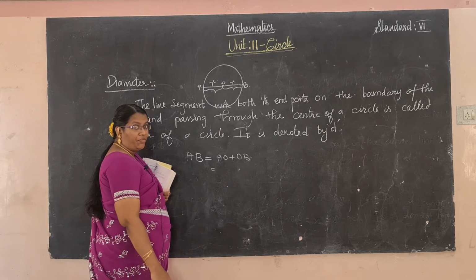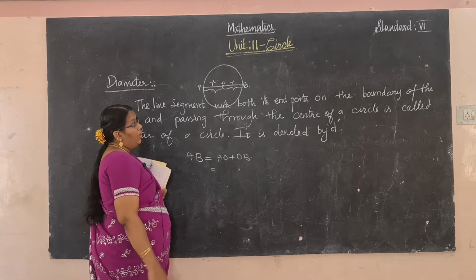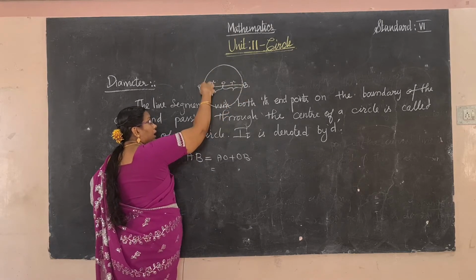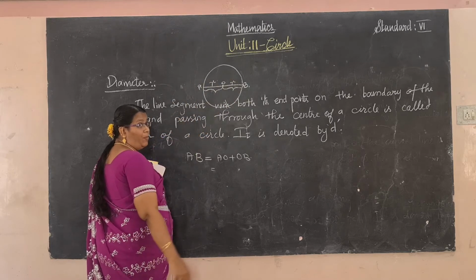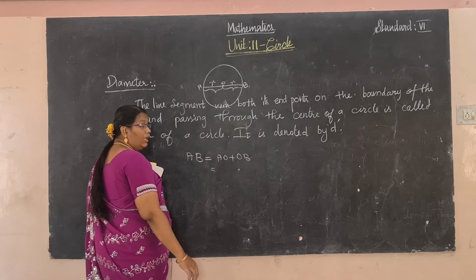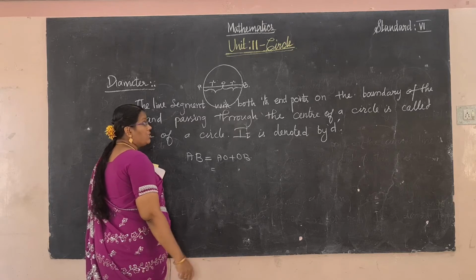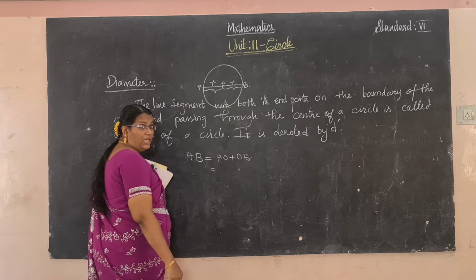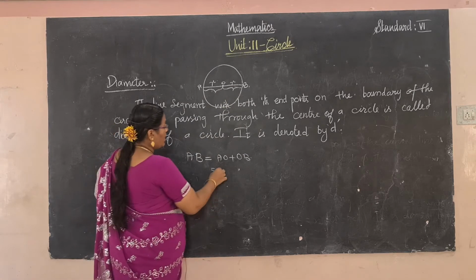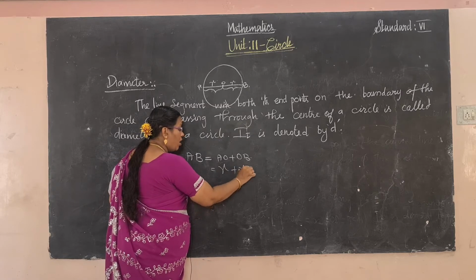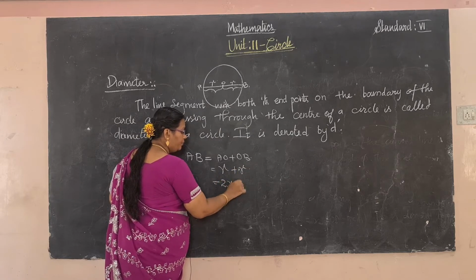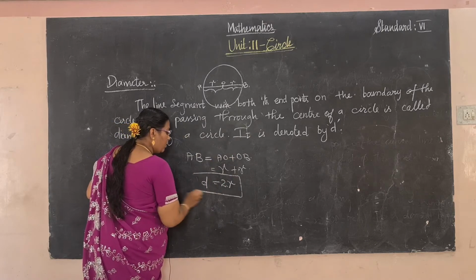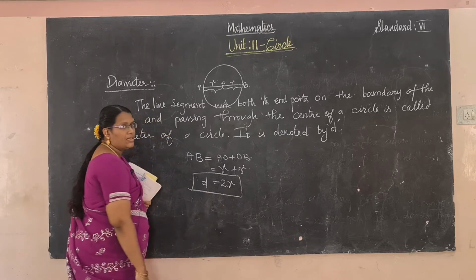The distance between the fixed point and any point lying on the boundary is called the radius. So both radii are equal in length. OA is equal to R and OB is also R, so AB is 2R. We denote AB by D. So diameter is equal to twice the radius.